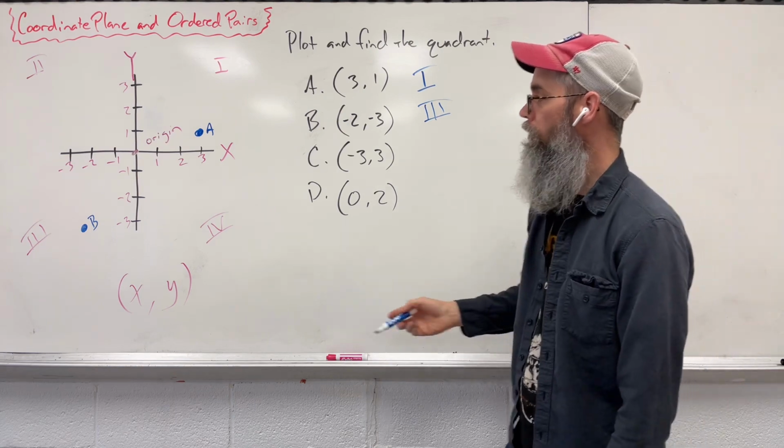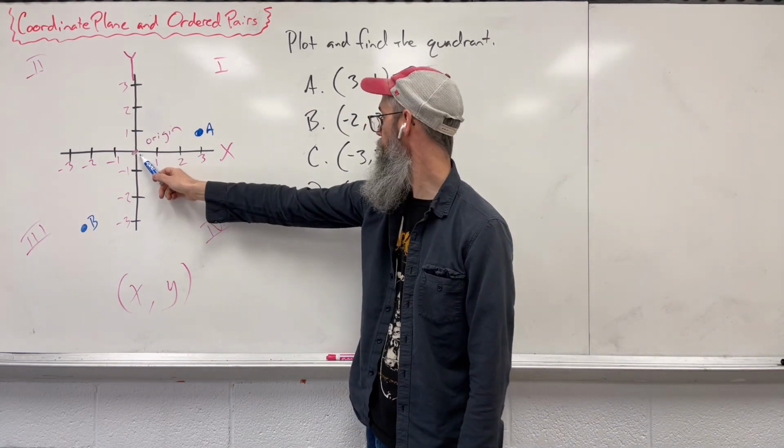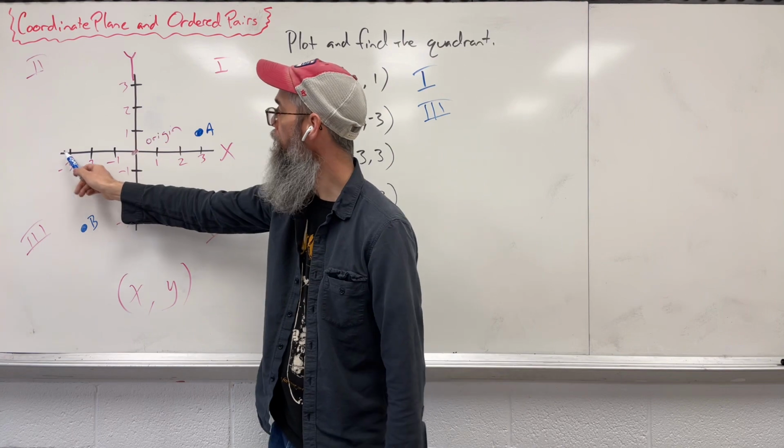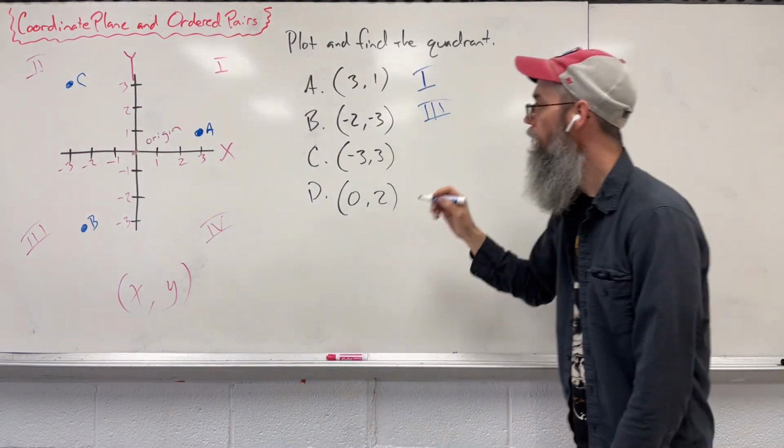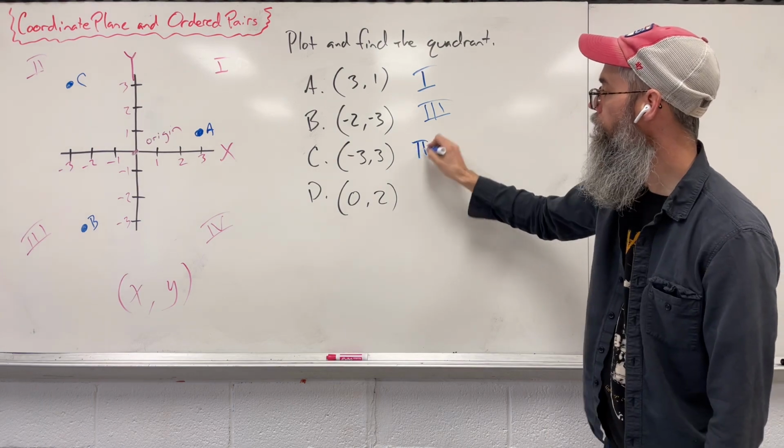C: -3, 3. Start back at the home, back at origin. I want to go backwards 3 spots. I want to go up 3. My C, we end up in quadrant 2.